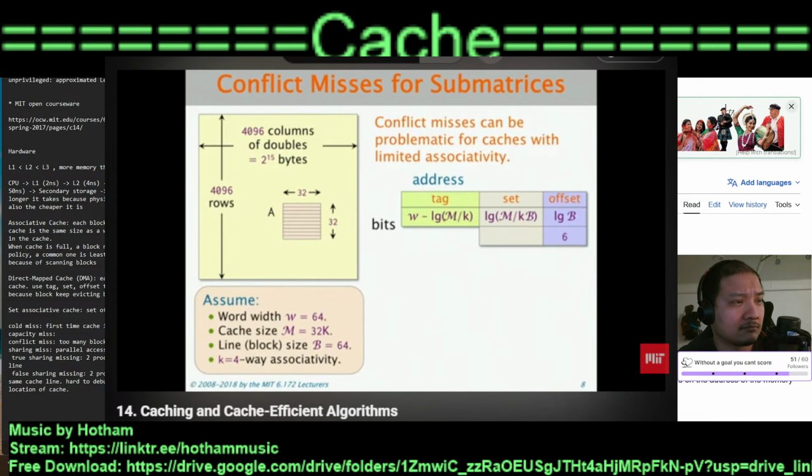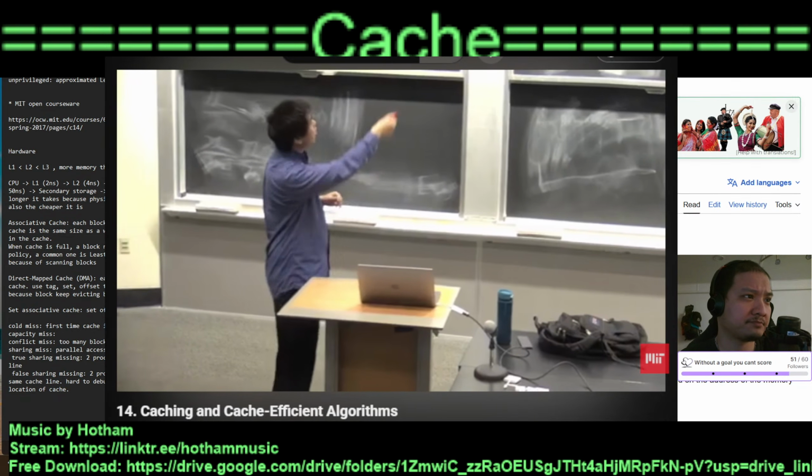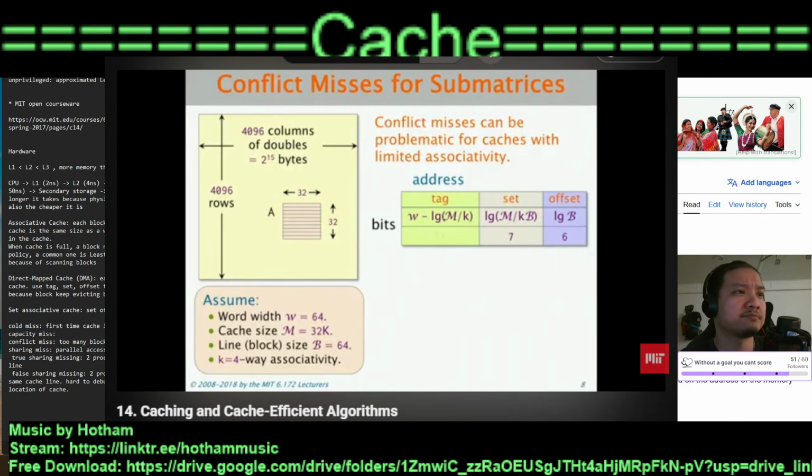So M is 32K, which is 2 to the 15th. And then K is 2 to the 2. B is 2 to the 6th. So it's 2 to the 15th divided by 2 to the 8th, which is 2 to the 7th. And log base 2 of that is 7. And finally, what about the tag field? 64 minus 7 minus 6, which is 51.